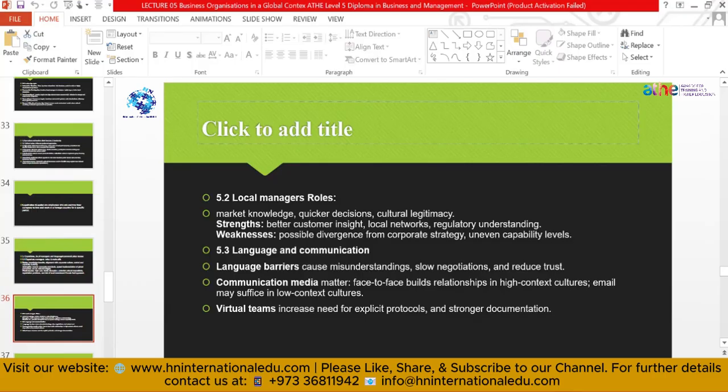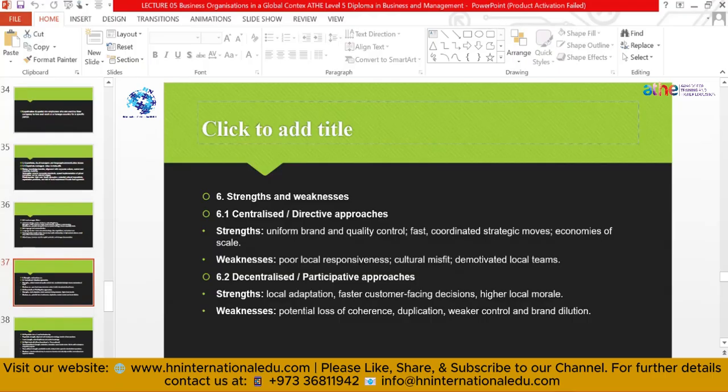Language and communication cause misunderstandings, slow negotiations, and reduce trust, because one word has plenty of meanings in so many dialects and languages. So you have to be very careful. Communication media matter: face to face builds relationships in high context cultures. Email misapplies in low context cultures. That is, email is good for all the multinationals, but the people who are in the national boundaries of businesses, they have their local businesses going on. It is better to have meetings face to face. Virtual teams increase the need for explicit protocols, that is one which is outstanding, and stronger documentation, the paperwork.